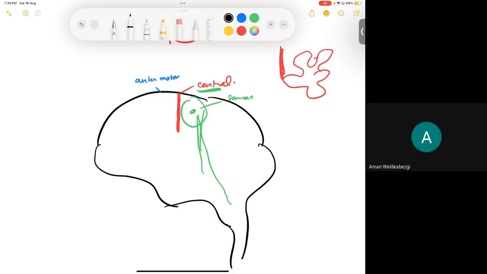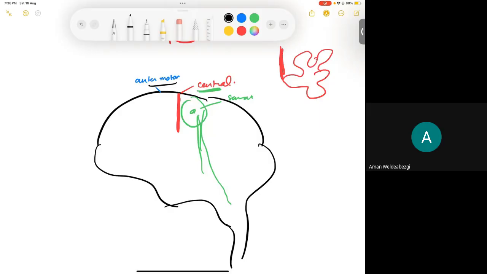Perfect. Now let's discuss the anterior motor response. Since we discussed the entire pathways of the sensations, everything in detail, let's discuss the motor part. Once the brain decides what to do, how is this motor response going to be initiated? It's really important, really conceptual. Keep that in mind.